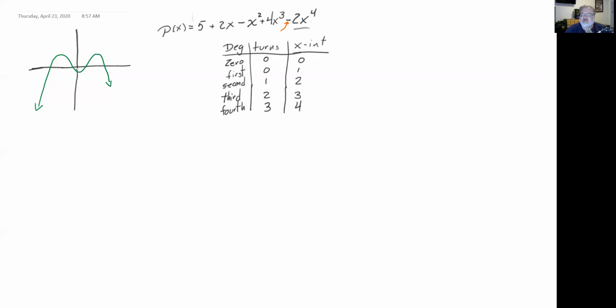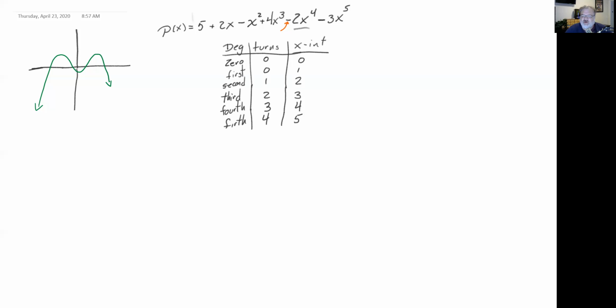So if we were to keep going here, I want to throw another negative in there. I like them. So let's say negative 3x to the fifth. It's probably pretty clear now what this chart is doing. We're going to have as many as 4 turns, 1 less than the degree, and as many as 5 x-intercepts, the same as our degree.